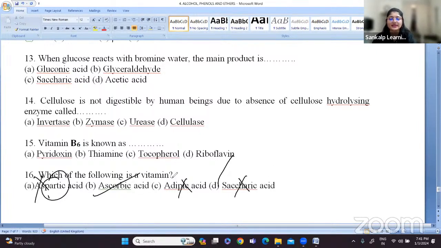So this is ascorbic acid. It is the chemical name of vitamin C. So it is option B. It is a very important vitamin for repairing your tissues. So these were the questions.